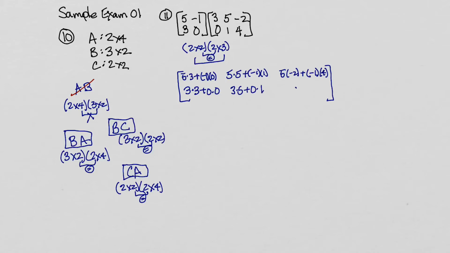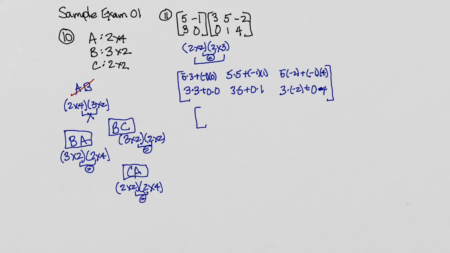And then finally, in this position here, where are we? We're in second row, third column. So we're going to use the second row, third column, first and first, second and second. So first and first, that's going to look like 3 times negative 2 plus 0 times 4, second and second.